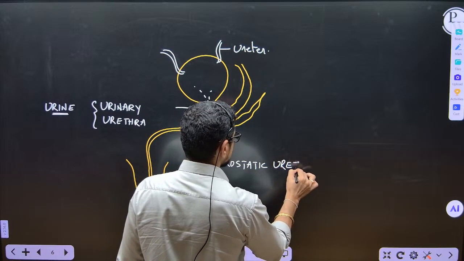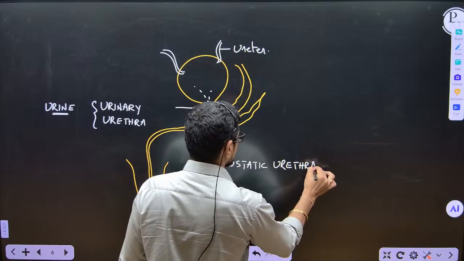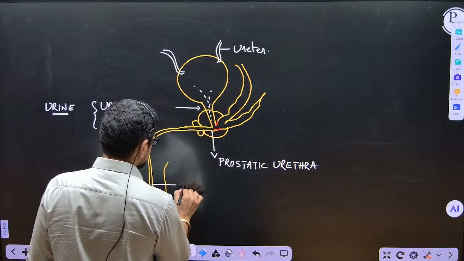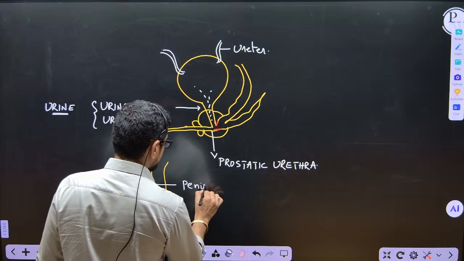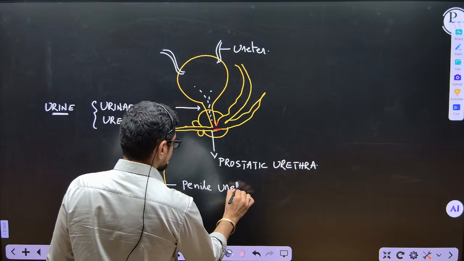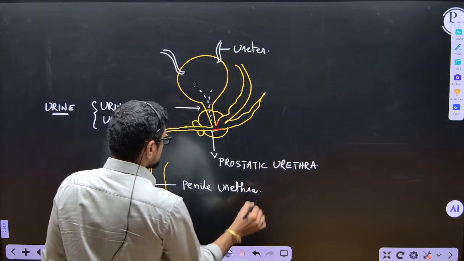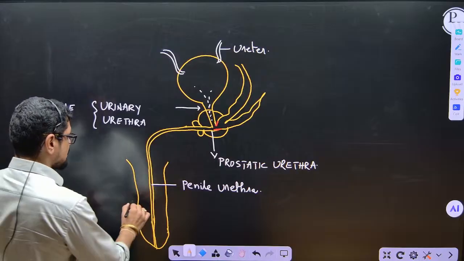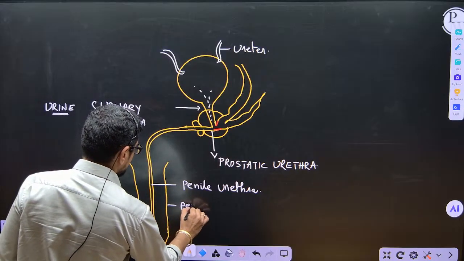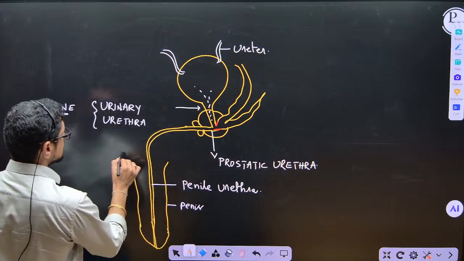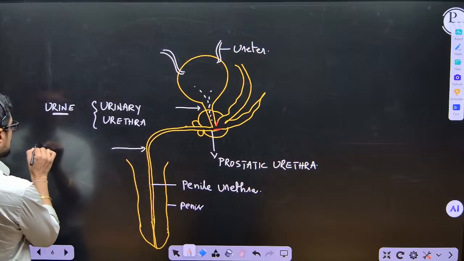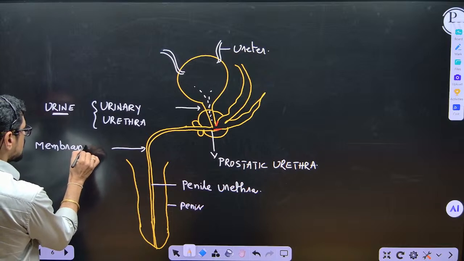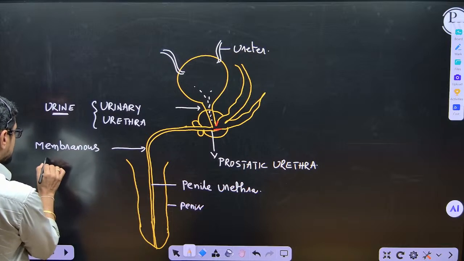This is prostatic urethra. And the urethra which is present in the penis is penile urethra. But the urethra which is present before the entry into the penis, this is the penis, right? Before the entry of this urethra into the penis, there is one part, and this is called membranous urethra.